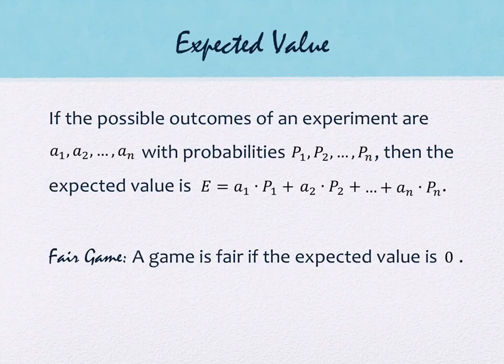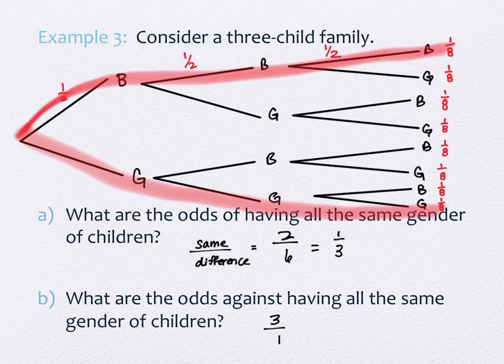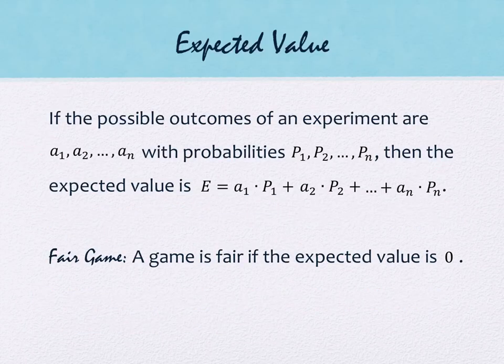So clearly, if we're going to do some sort of addition and multiplication here, we're talking about things that have numerical outcomes. So it doesn't make sense to talk about the expected value of this scenario. These are not numerical outcomes, right? These are people. This doesn't work. So when we're looking at expected value, we're looking at something that has numbers involved.